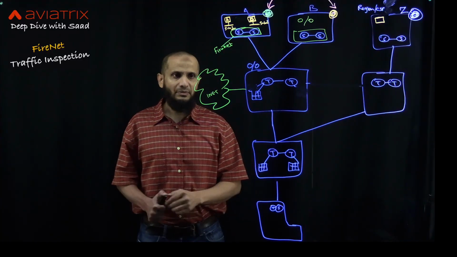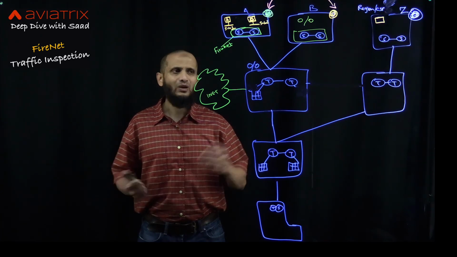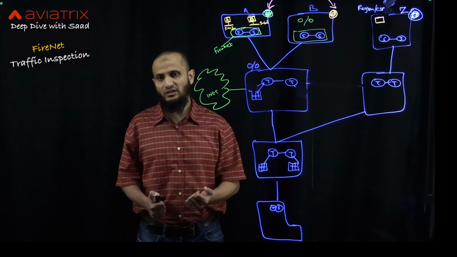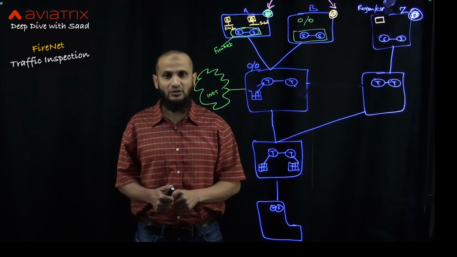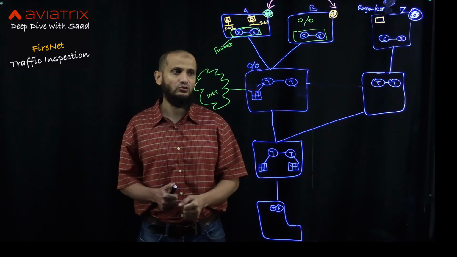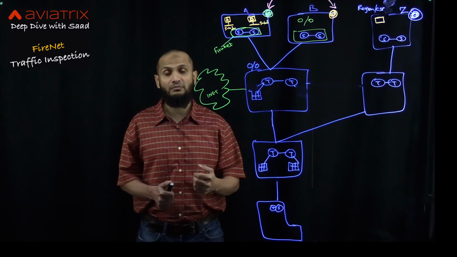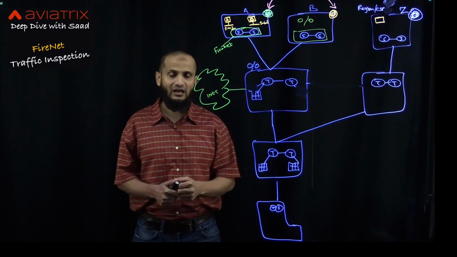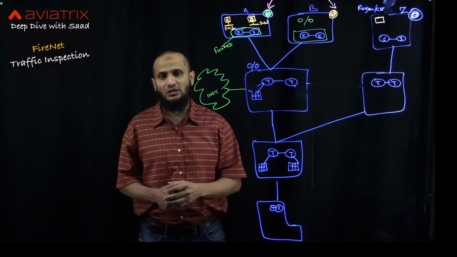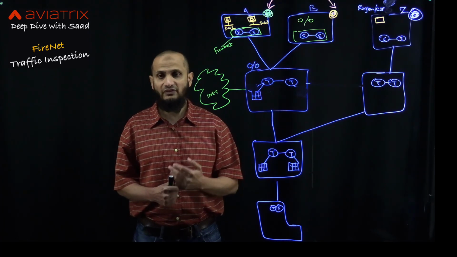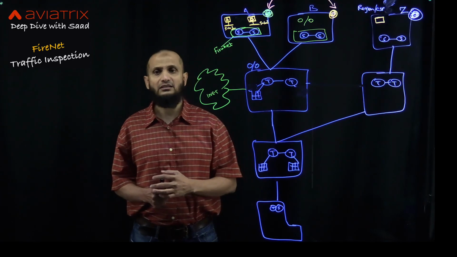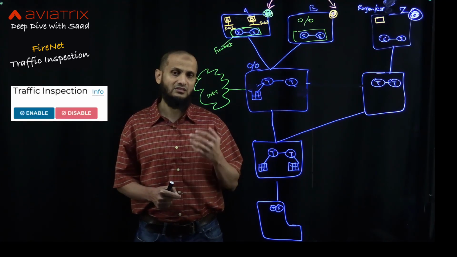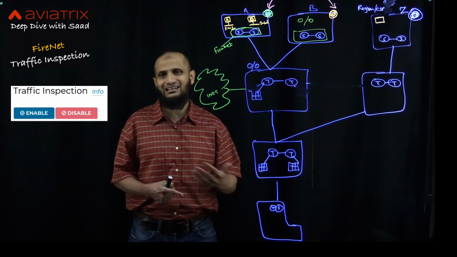One question customers typically ask is, how would I make sure that my FireNet is working fine? It could be that I'm not passing the traffic. It could be because of the firewall rules. It could be because the transit may not be redirecting the traffic over to the firewall. How would I find out? So there is a feature on the Aviatrix controller called traffic inspection. It has two toggles, enable and disable.